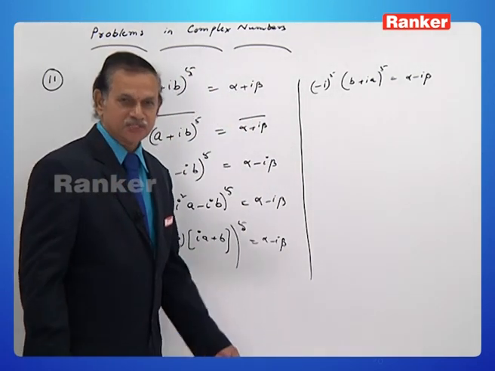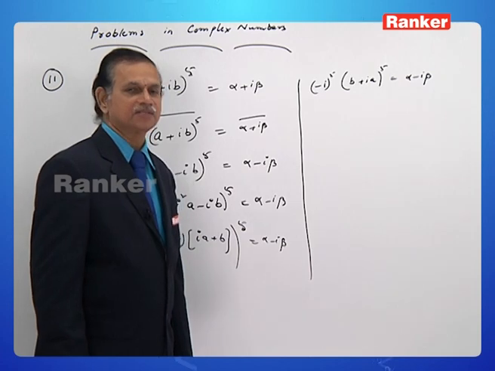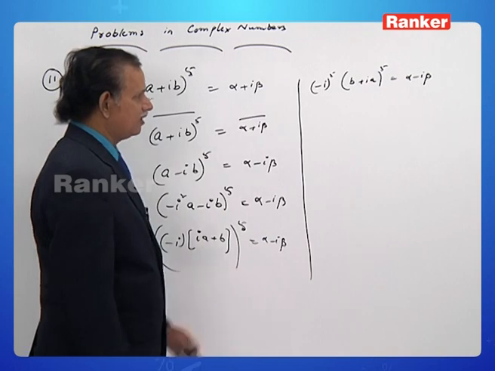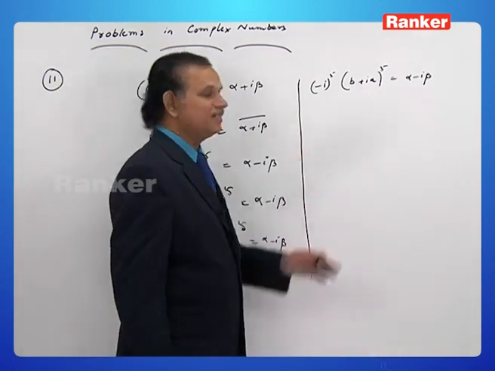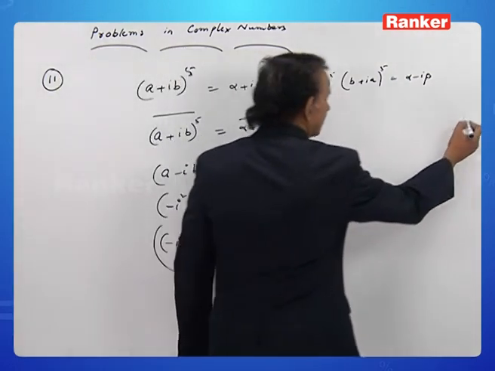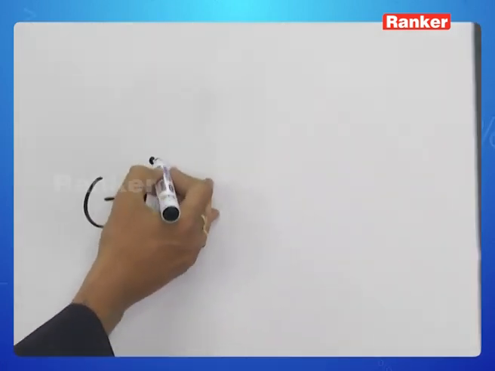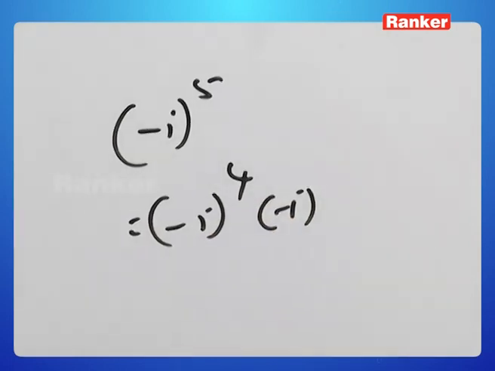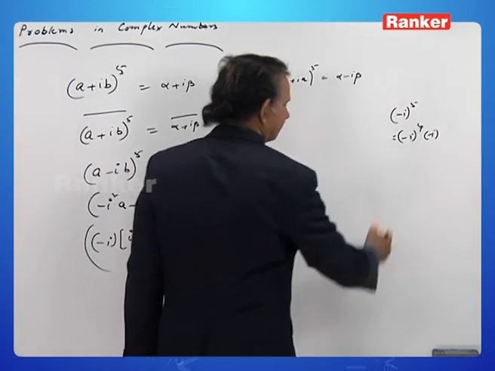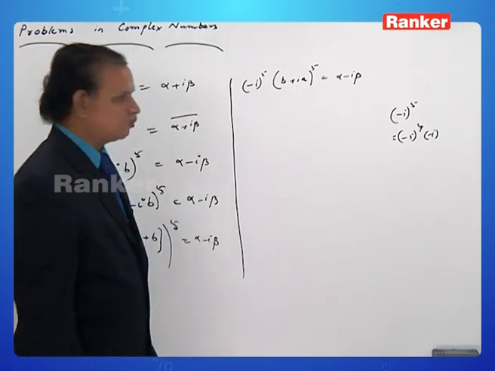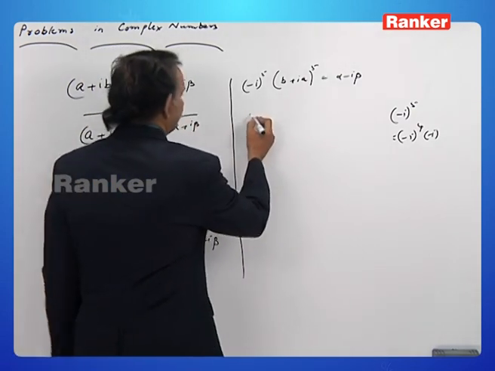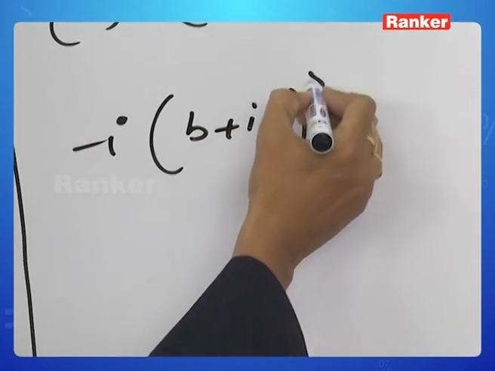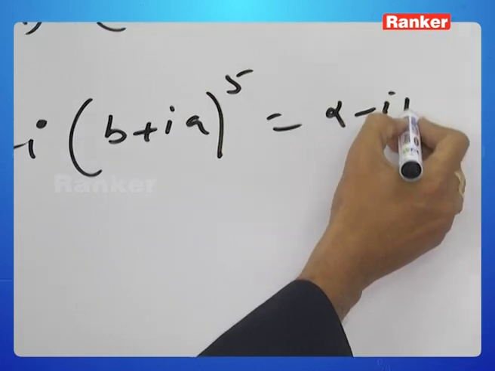Yes, we are approaching the required. We are required to have (b + ia)^5, isn't it? We have got it. Well, what is (−i)^5? (−i)^5 can be (−i)^4 into (−i). What is (−i)^4? It is 1, since i^4 is 1. 1 into −i is −i. Therefore, −i (b + ia)^5 = α − iβ.